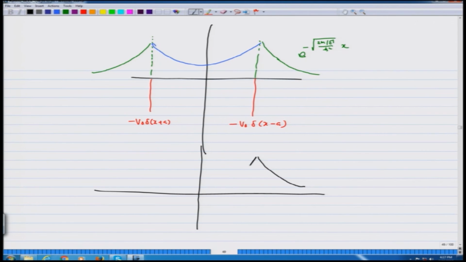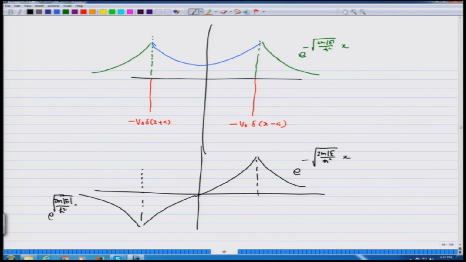and that would be the solution decaying on one side. Then the antisymmetric solution has to go through 0, it has to be 0 at the origin, and again exponential on the other side. So, this is e raised to minus square root of 2 m mod E over h cross square x. This is e raised to square root of 2 m mod E over h cross square x, and in between it is an antisymmetric combination. Symmetric combination is going to be e raised to this square root whole thing plus e raised to minus square root of the whole thing, which is nothing but the hyperbolic cosine function.